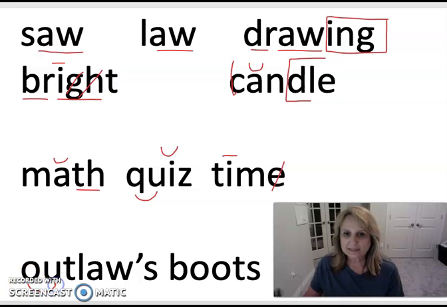Ow. That's a diphthong. O-U, ow. Diphthong, we make a little dip. Out. Law. And that is a suffix S. And that is a compound word. Outlaws, boots. B-oo, like tooth. And we have a suffix on the end. You did a great job on that.